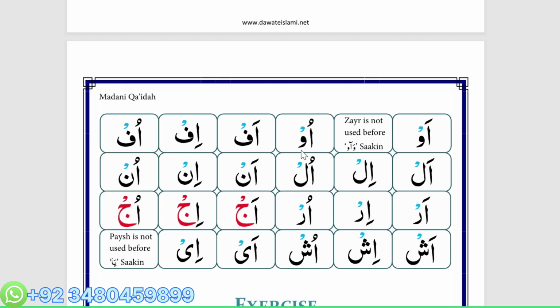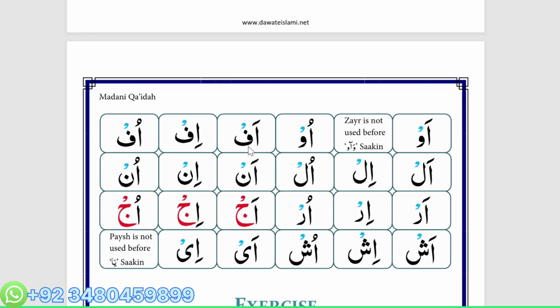Hamza Waw pesh u. We have learned in previous lessons that if pesh comes before waw sakina, then waw will be converted into waw madda, and waw madda will be stretched up equal to 1 second. So u. In Arabic, zair is not used before waw sakina, so you will not see anywhere in Arabic Hamza Waw zair iw, which is wrong.